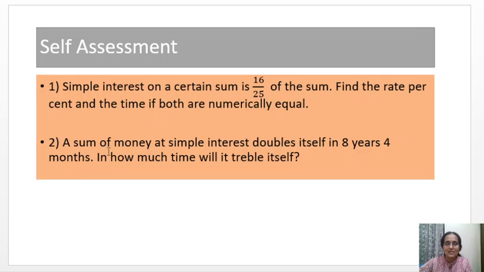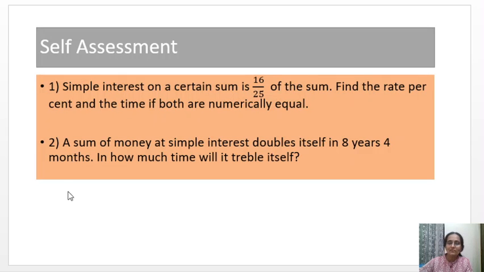Now the second question: a sum of money at simple interest doubles itself in 8 years 4 months. How much time will it treble itself? See how to get the answer. In the first statement, the sum of money doubles in 8 years 4 months. Take it as 8.4 years.